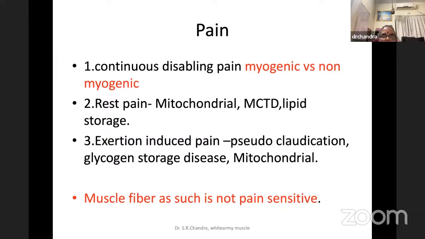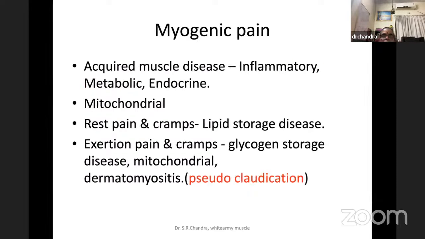And we find rest pain in mitochondrial disease, mixed connective tissue disease, lipid storage disease. Exertion-induced pain is seen in pseudoclaudication, glycogen storage disease, and mitochondrial diseases. And muscle fiber as such is not pain sensitive.